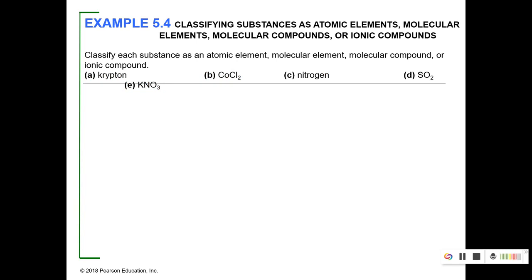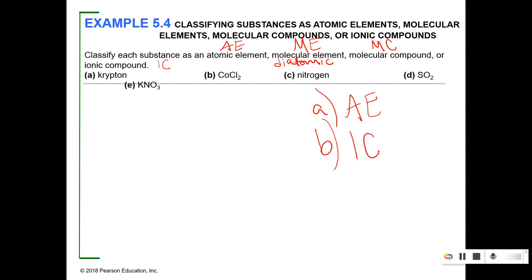So here we're just classifying, are we an atomic element, which I'm going to abbreviate as AE, molecular element, remember these are diatomic, molecular compound, or ionic compound. Okay, so krypton. That is just a normal atomic element. It is not one of the gens. B, that is very clearly a compound. So then you need to see, is that a metal, cobalt, or is it a nonmetal? So hopefully after some time you'll see that cobalt is a metal, so it's an ionic compound.